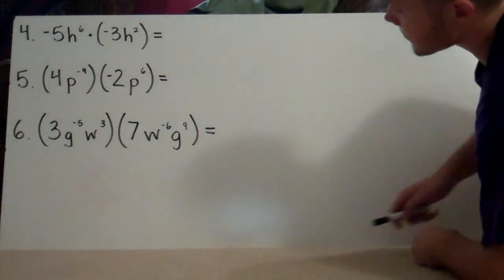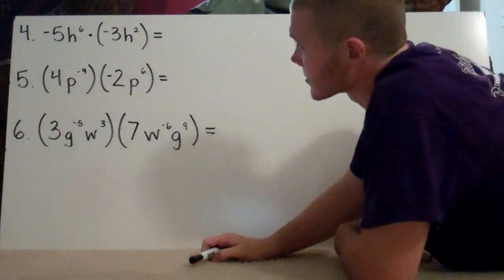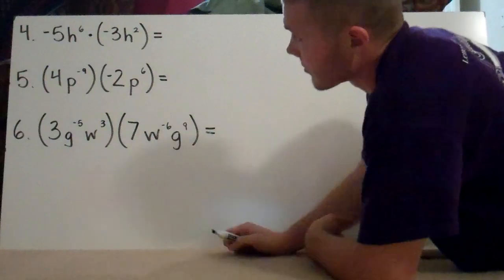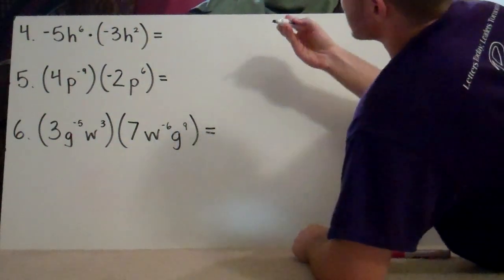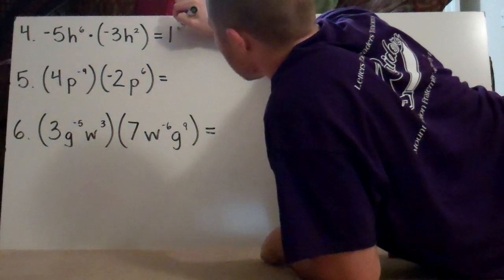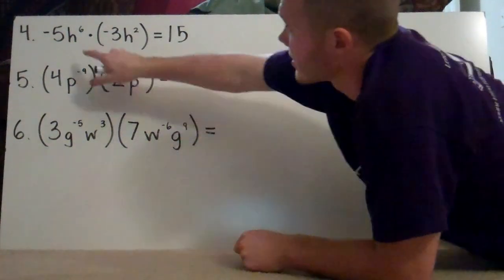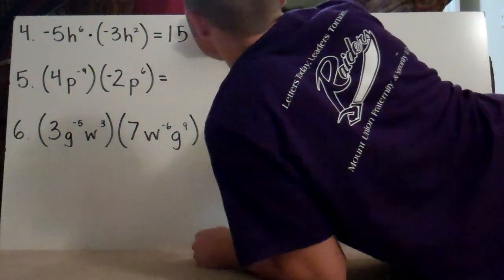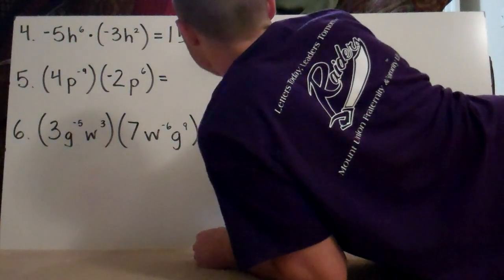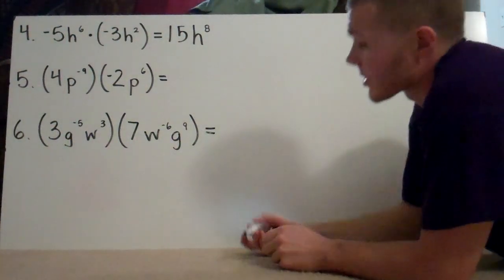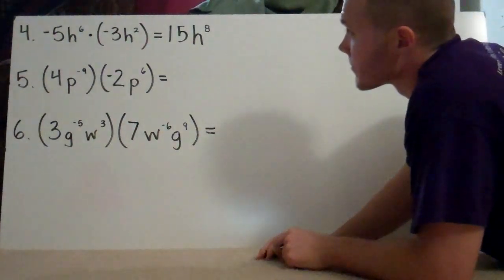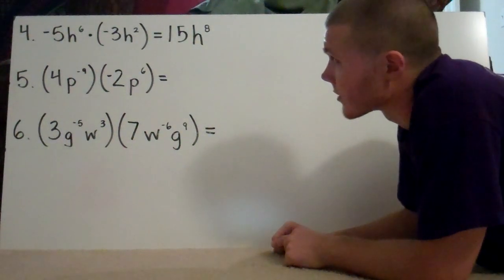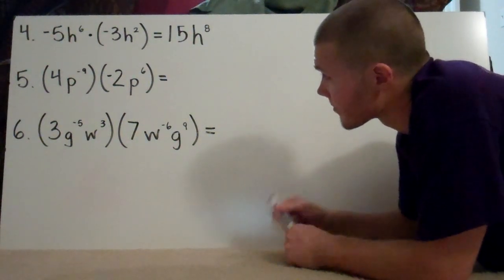Alright, so negative 5 h to the 6th times negative 3 h to the 2nd. Well, negative 5 times negative 3 is positive 15. So we should have got positive 15. And then h to the 6th times h to the 2nd. I mean, you just got to add those up. That's going to be h to the 8th. And that's actually it. So all you had to do for number 4: multiply the numbers and then multiply the variables together. All that means you have to do is add those exponents up.